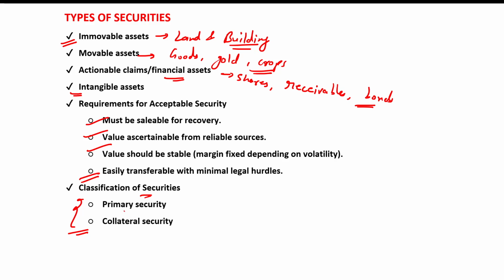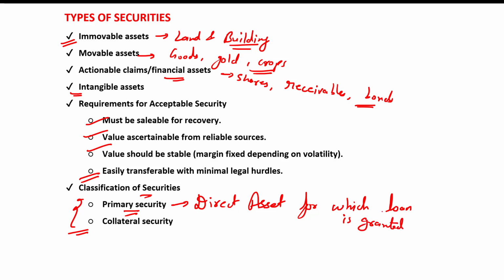So, primary security is the direct asset for which the loan is granted. For example, if a loan is taken to buy stocks for business, the stock itself is the primary security. Or for that matter, if an individual takes a home loan, so the house itself is the primary security.